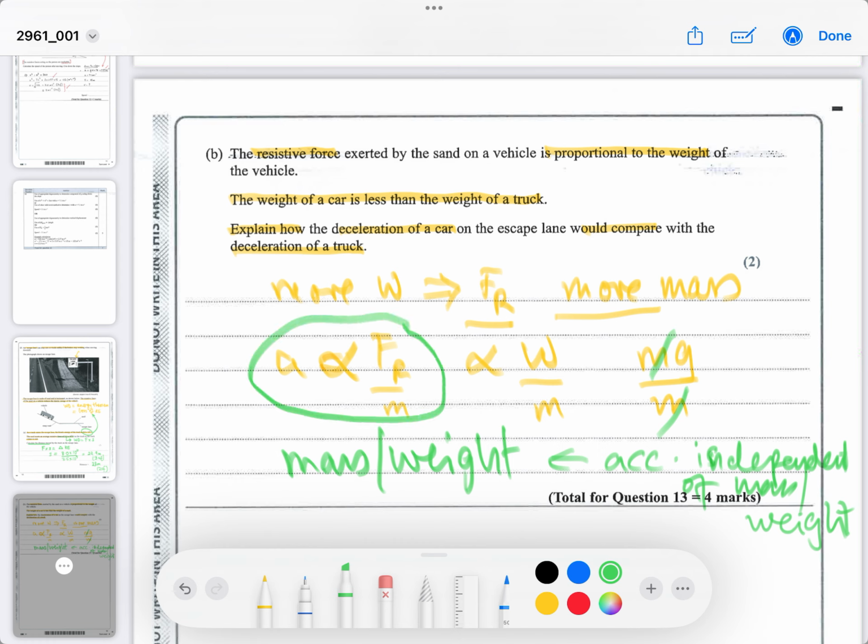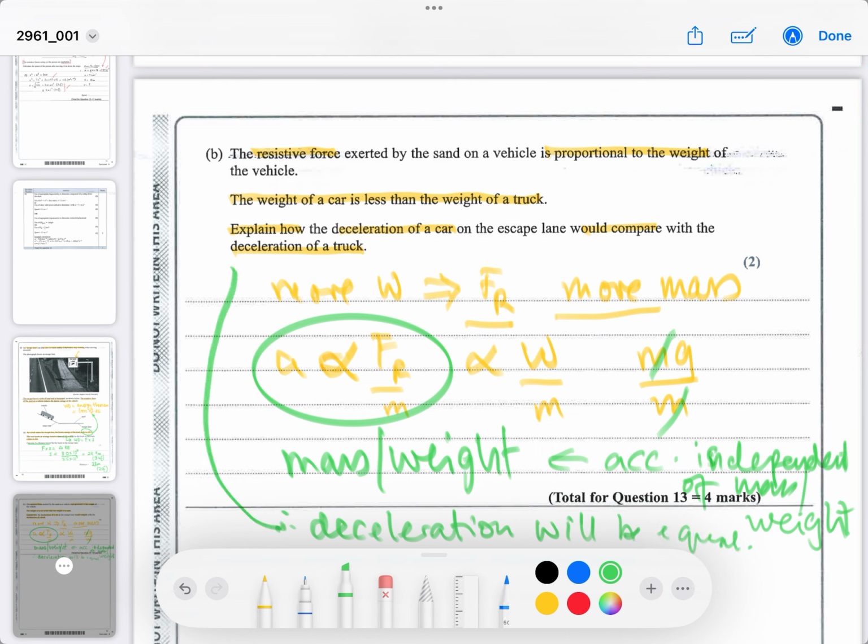Remember, that's basically just Newton's second law. If you increase the weight, you increase the resistive force, but you also increase the mass by the same proportion. So therefore the deceleration for the car and the truck will be the same. Obviously, when you're writing it, you do it in your own way. I'm just explaining it to you.